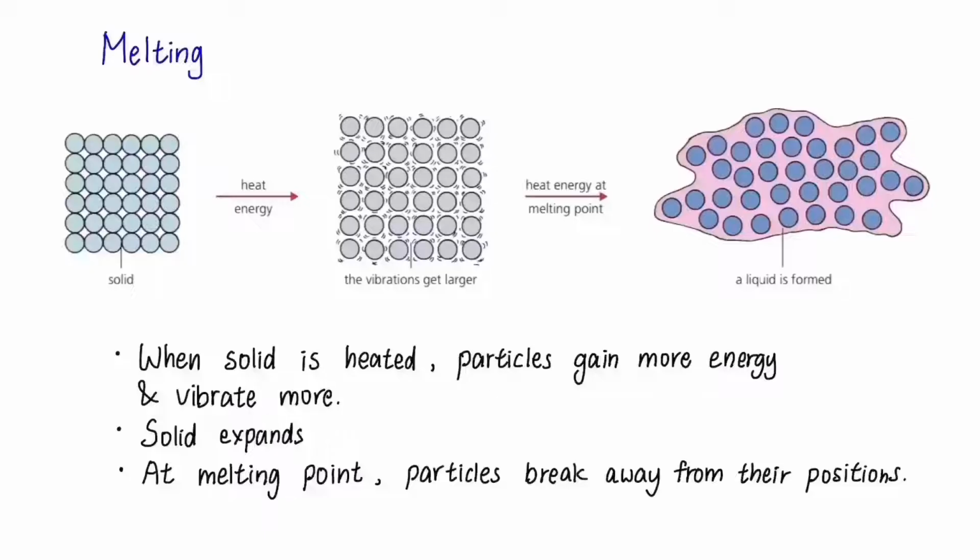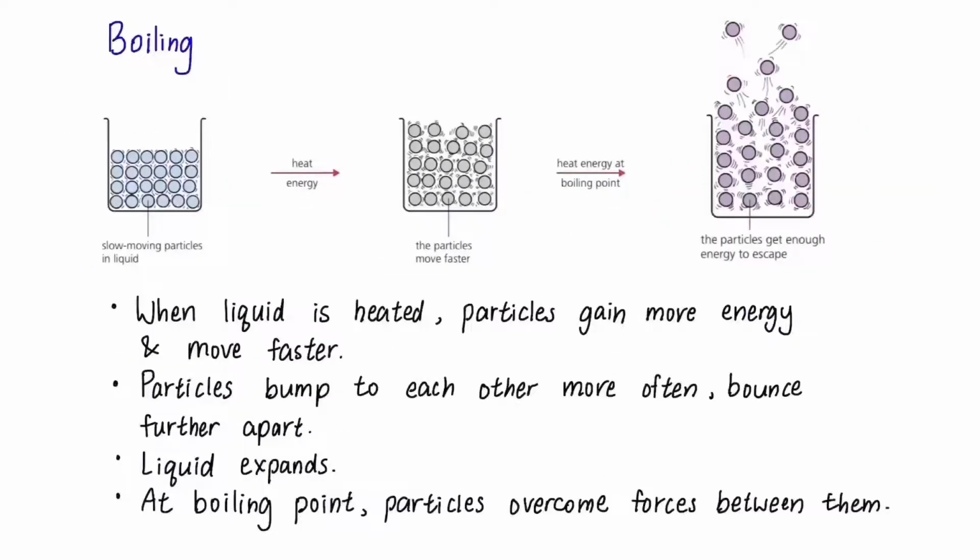Firstly, melting. When a solid substance is heated, this heat will be transferred to its particles and will cause them to vibrate more. This will cause the solid to expand, and once it reaches its melting point, the particles will break away and form a liquid. How about boiling? A similar thing occurs. When a liquid substance gains heat, its particles will move faster as they will be supplied with more energy, and this will result in higher rates of collisions between the particles. Liquid will then expand, and at its boiling point, the particles will overcome the forces of attraction that were holding them and become a gas.